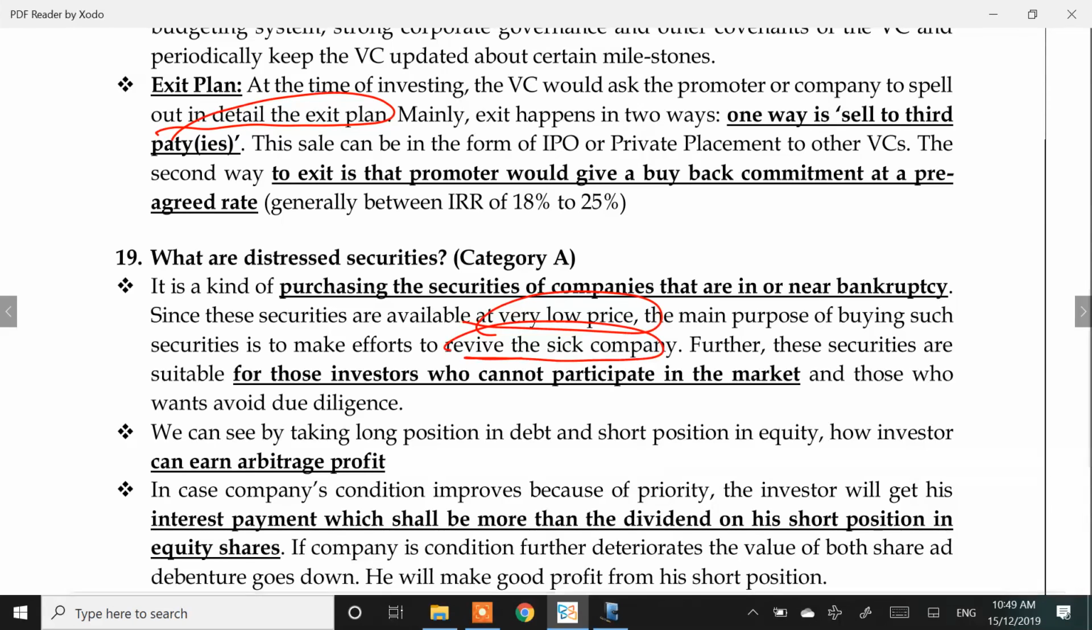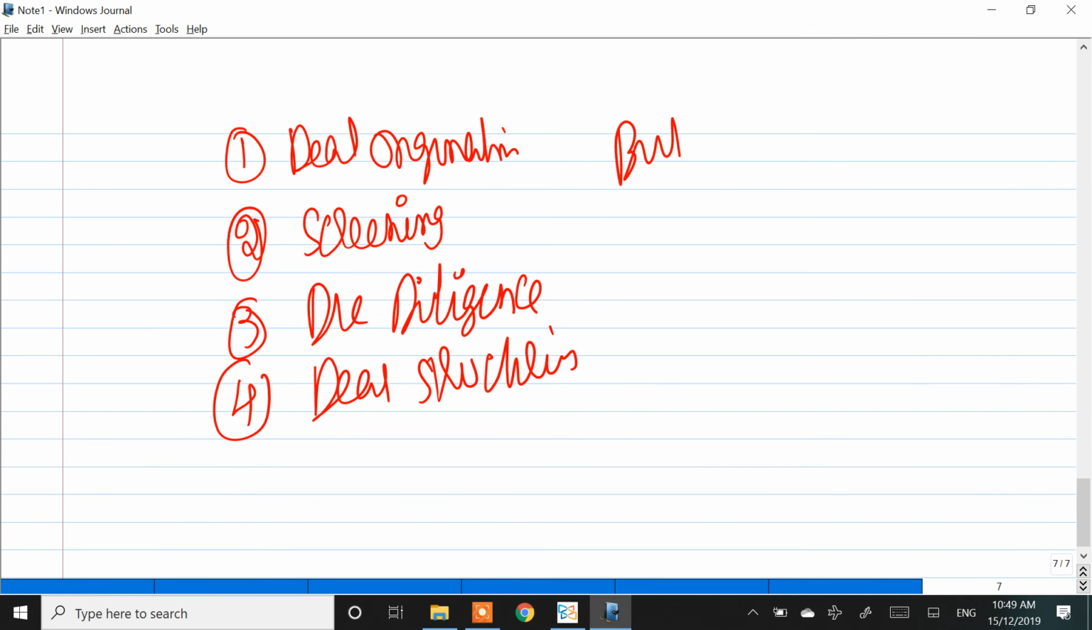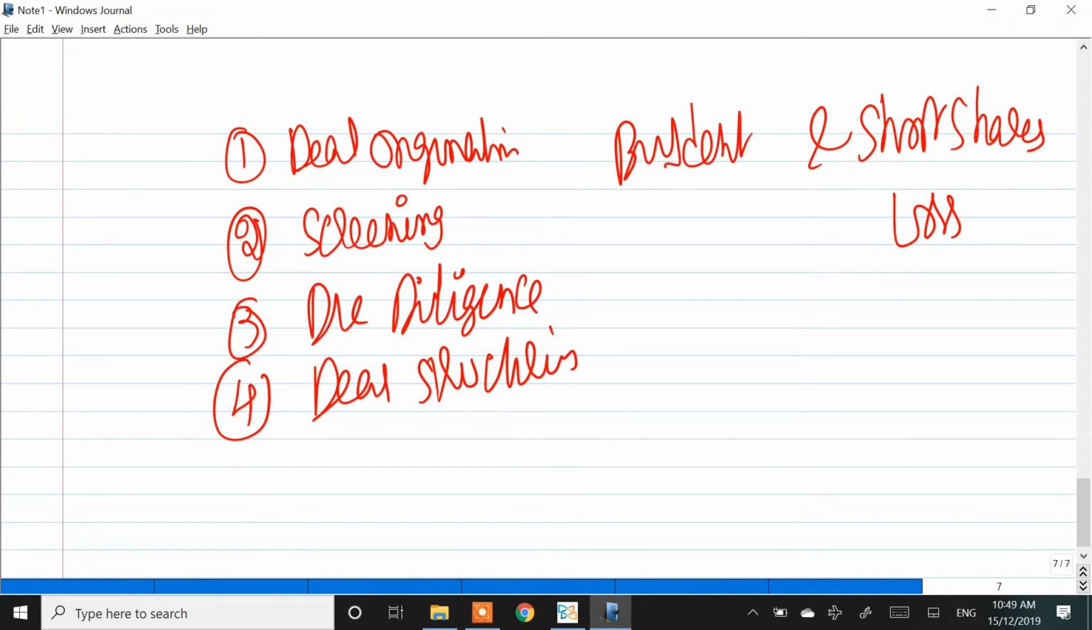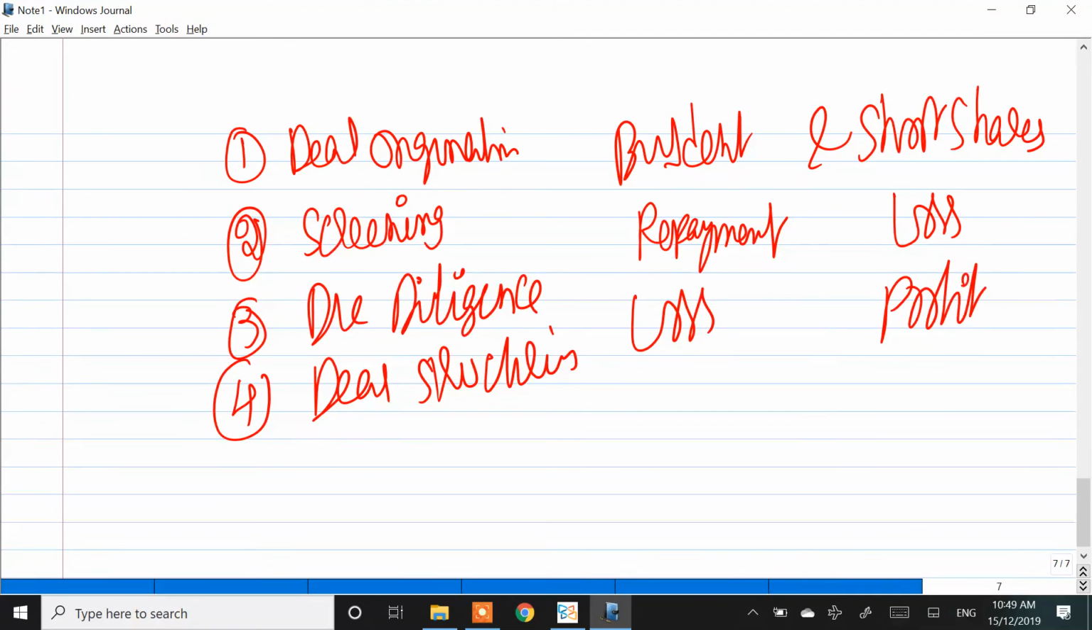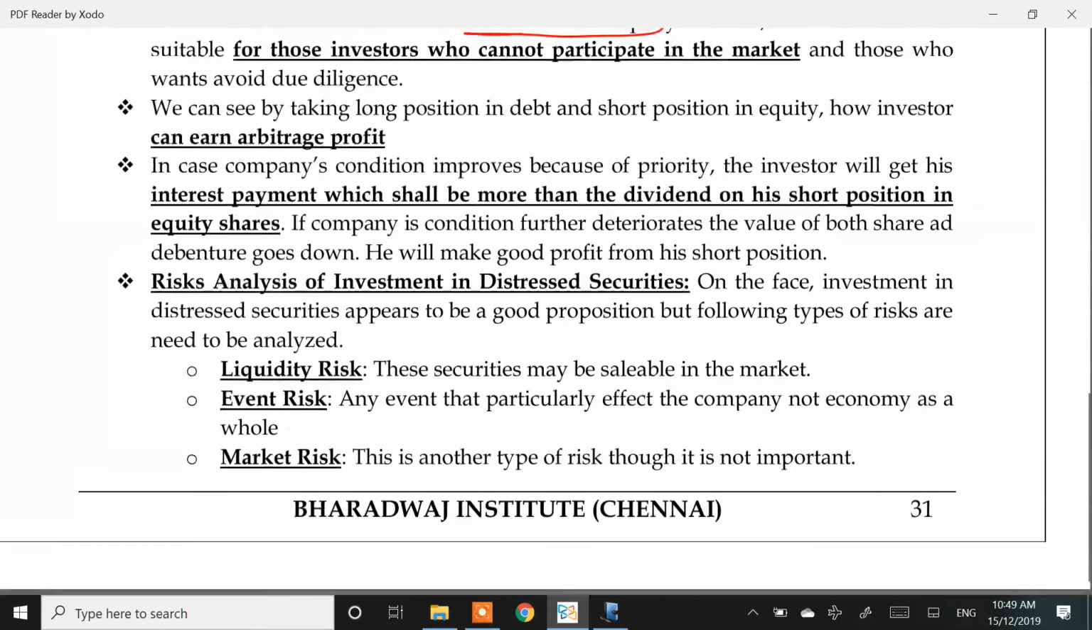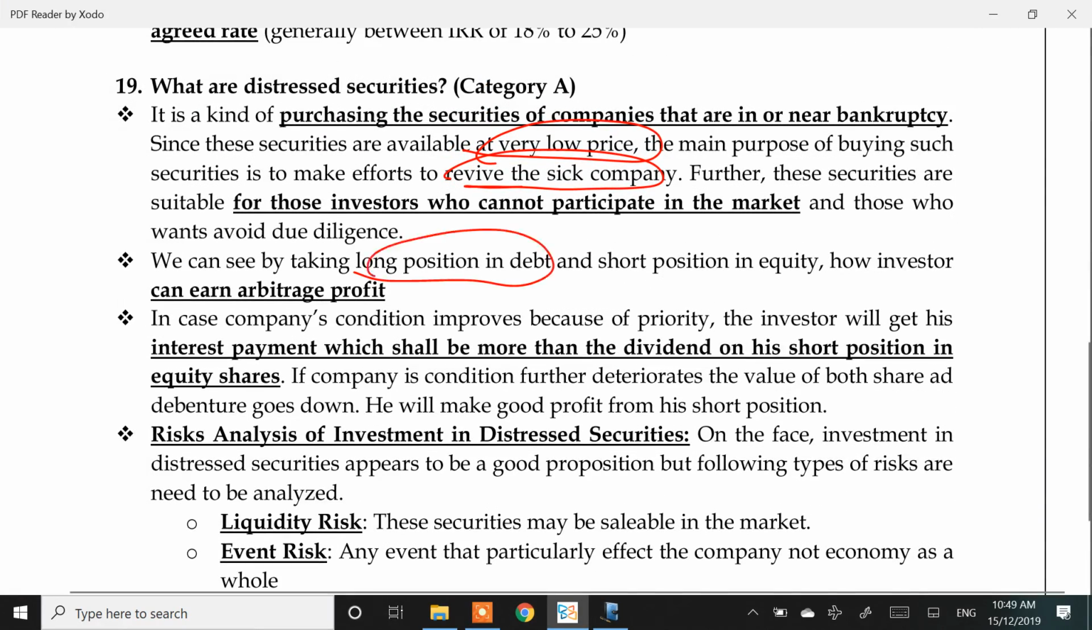Once you revive the sick company, normally they follow an arbitrage strategy: you will buy debt and short shares. If the company performs really well, the share price will go up and you will have a loss there, but you will get the repayment and very high returns because the interest rate will be very high. If the company performs badly, there is a loss on the debt side, but there will be a profit on your short strategy. So that is what we normally do in distressed securities: a long position in debt and a short position in equity.